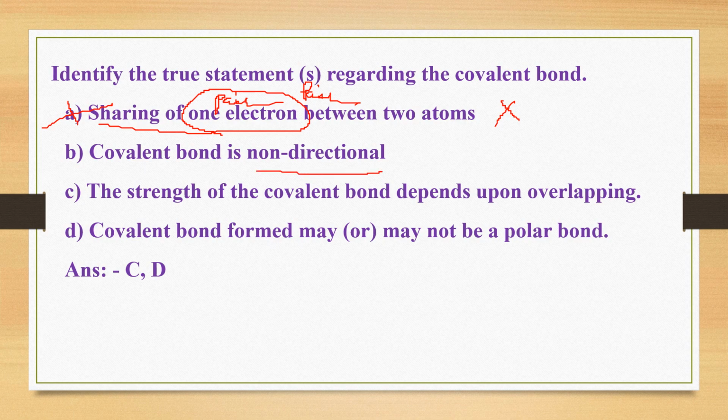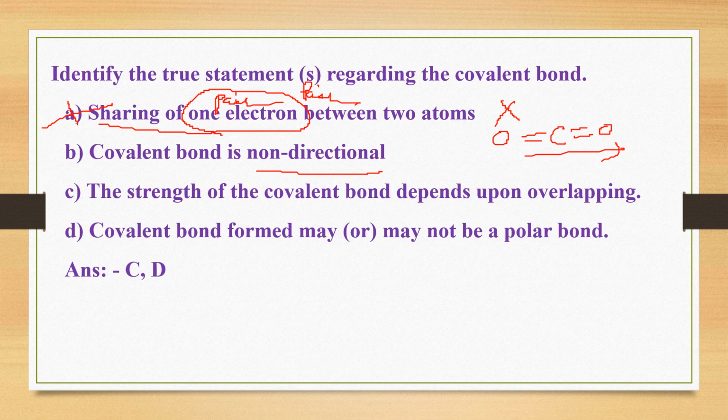So this is non-directional. So covalent bond is non-directional? No, it will give you the direction. Suppose you take a covalent compound, carbon dioxide. It will give you linear shape and it will give the direction. Yes, ionic bond is non-directional, but covalent bond is directional.